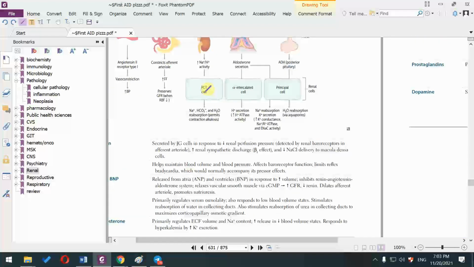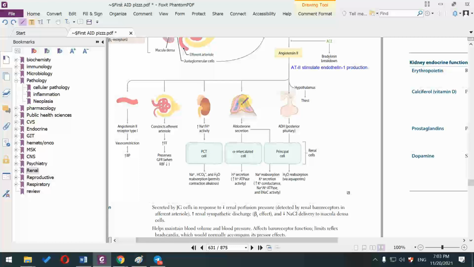Okay, we have a substance called aldosterone secreted secondary to the increase of the angiotensin 2. Can someone tell me where exactly aldosterone is secreted from? Nobody writes adrenal, please be more specific.